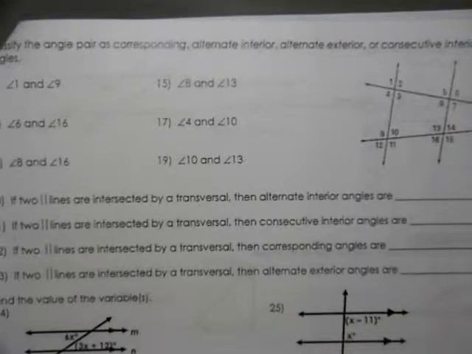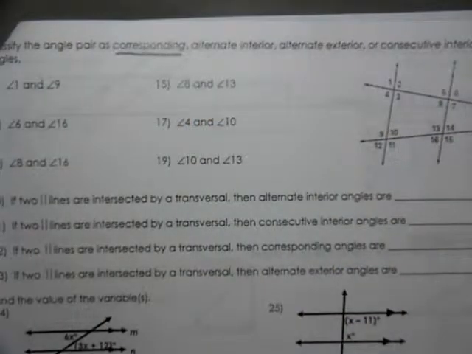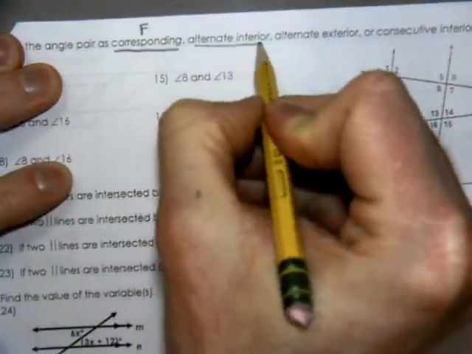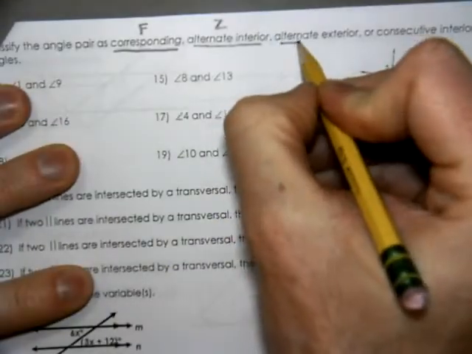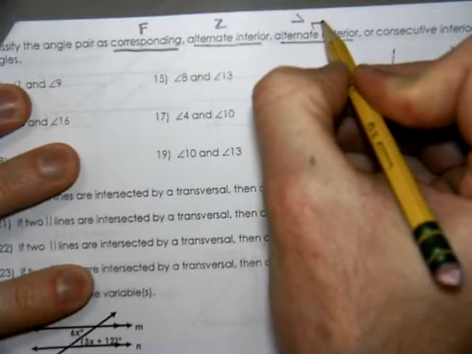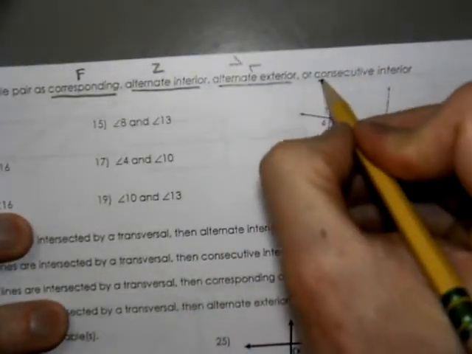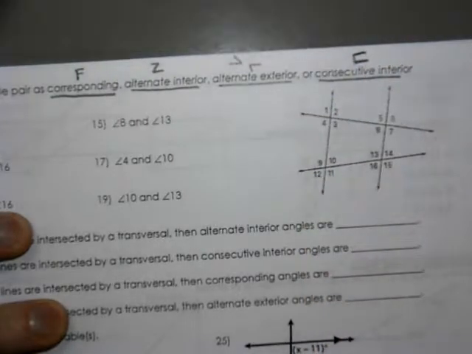Okay, on the next page, we're looking at and classifying what type of angles we have. There are 4 different types of angles that we're going to talk about. Corresponding angles, they form an F shape. Alternate interior angles, they form a Z shape. Alternate exterior angles, it's funny, they don't necessarily form much of a shape. When highlighting them, they open up like that. And then consecutive interior often form like a C shape.